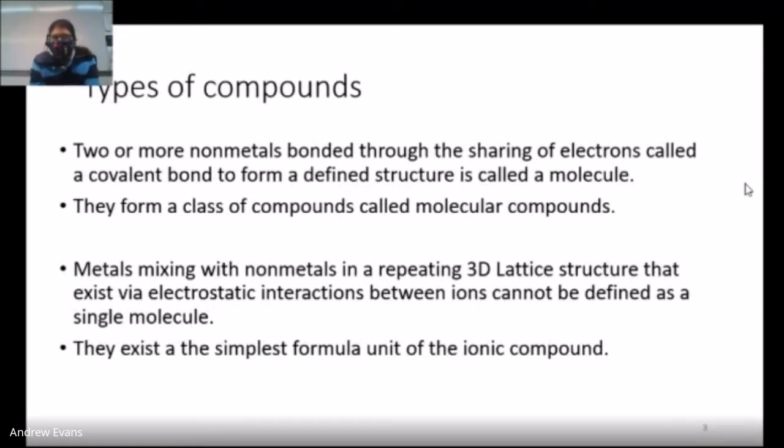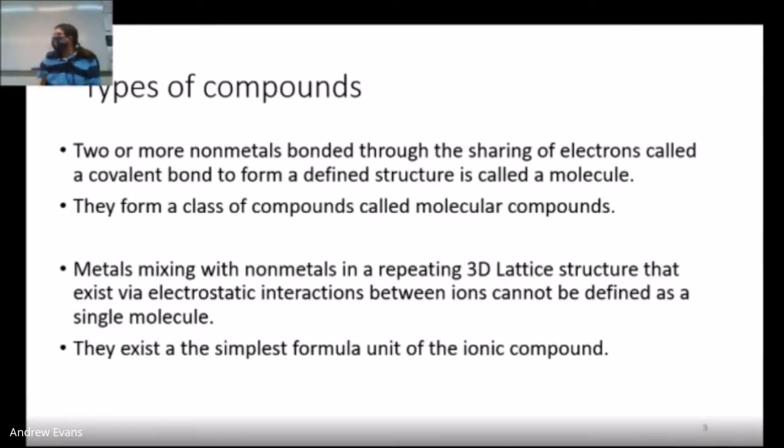Now, we're going to break these mostly into 2 different types of compounds. And the first thing we need to be able to do is recognize and classify these, because the sooner we can recognize and classify these, the easier it is going to be to name these. There's typically 2 compounds that are both nonmetals. They're bonded through a sharing of electrons called a covalent bond to form a defined structure, which we call a molecule. They will be a classic compound called molecular compounds.